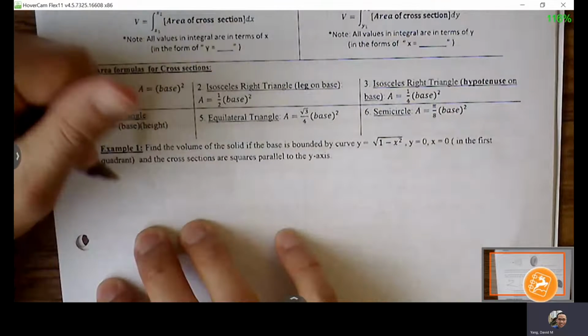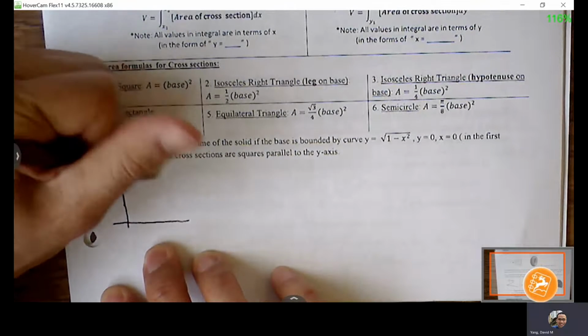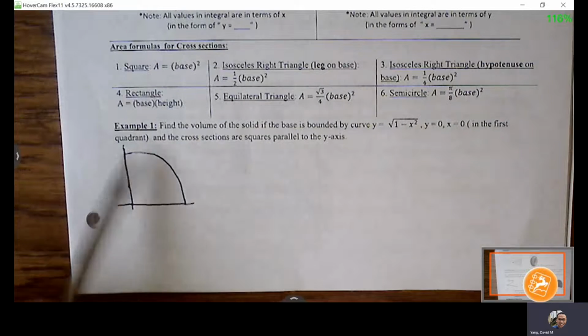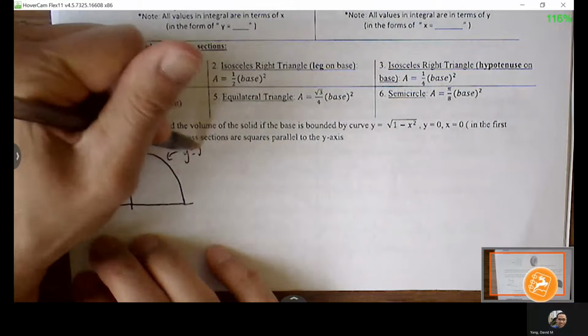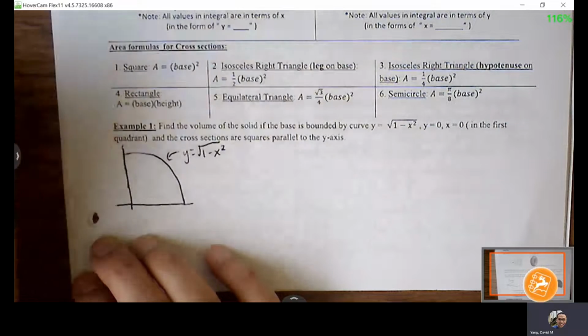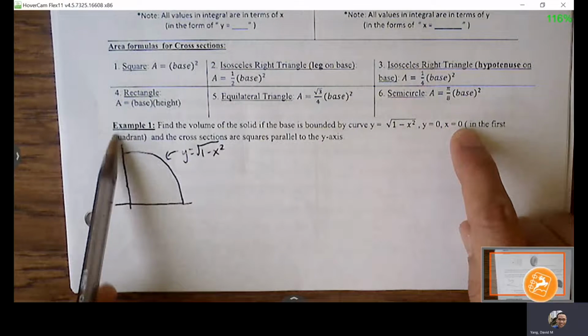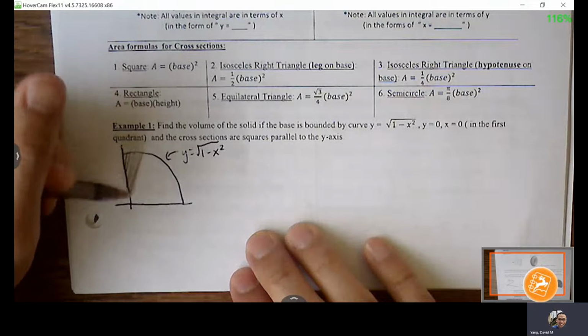Okay, so here's our two-dimensional version of this shaded region here. There's my square root of 1 minus x squared, bounded by the curve, the line y equals 0, and the line x equals 0, basically the first quadrant. And there's our shaded region.